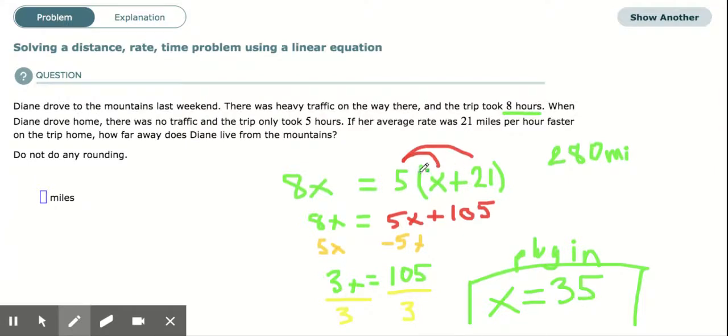Let's try plugging it into the other side and see what we get. 35 plus 21, that would be 56. What's 56 times 5? Let's see, 5 times 6 is 30. And 5 times 5 is 25. So that would be 280. Hey, that's what we got on this side. That makes sense because 280 equals 280. So our answer is she lives 280 miles away from the mountains.